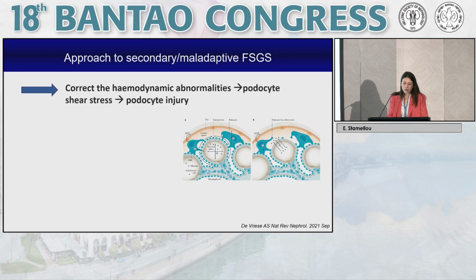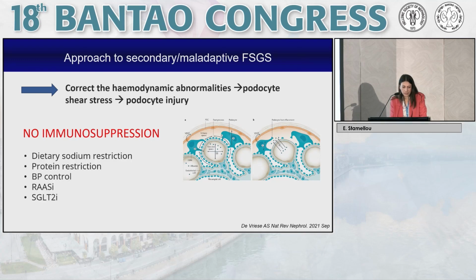The correct treatment of secondary maladaptive FSGS is to correct the hemodynamic abnormalities, to protect podocytes from shear stress and prevent podocyte injury. No immunosuppression is indicated. We just have to control blood pressure, give RAS inhibitors, SGLT2 inhibitors, and restrict sodium and protein.